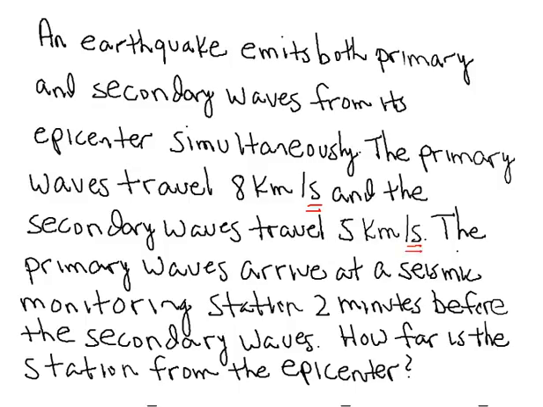And a little further down, we're told that the primary waves arrive at a seismic monitoring station 2 minutes before the secondary waves. Now, what will be important before we write the equation is to be sure that we're expressing everything in terms of the same units. So what we'll need to do shortly will be to convert the 2 minutes to seconds to be compatible with the way the rates are expressed. So let's next proceed to setting up and organizing the information into a chart.